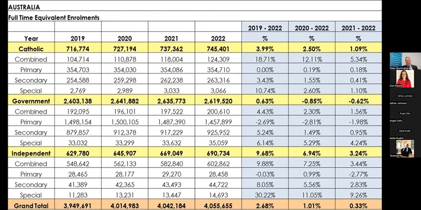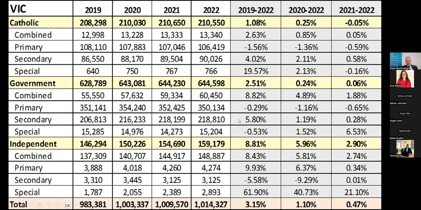So just to give you an idea, this is done in every state, and as we are Melbourne-based, I've brought up the Victoria effect, a total of 3.15% increase over 2019 to 2022. 1.08 went into Catholic, 2.51 went into government, and 8.8 went independent. So I don't think it's any big issue. You can see that the big growth, and this was common across all of Australia, has been in independent schools.